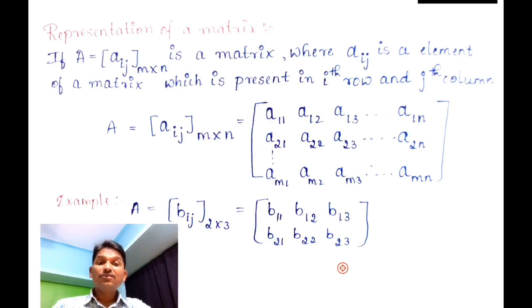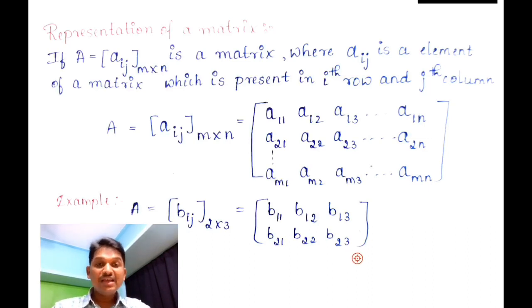So, from now onwards, wherever you see Aij of order m by n is a matrix, then if we expand this matrix, it looks like this. If they give Bij of order 2 by 3, then the matrix looks like this. While doing problems, you will get more grip on this representation of a matrix. Okay, so that is all about the representation of a matrix.